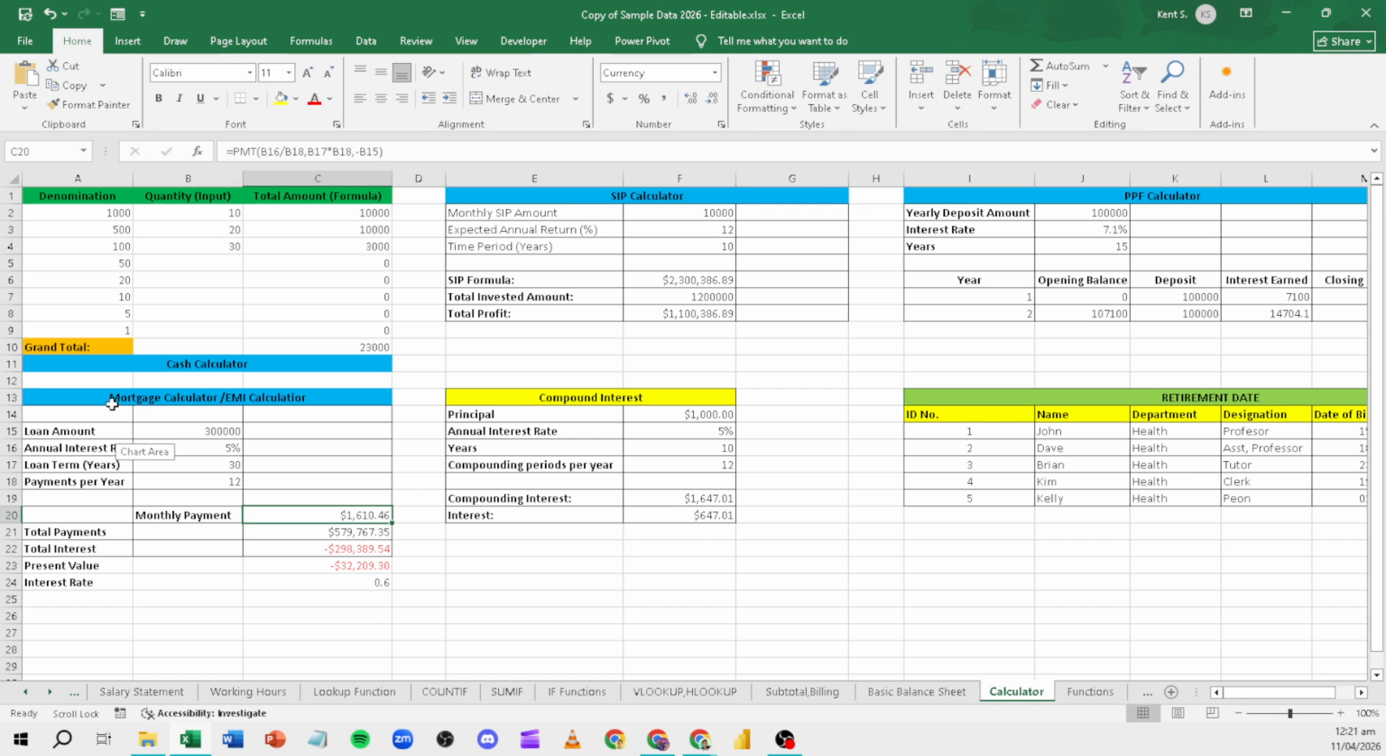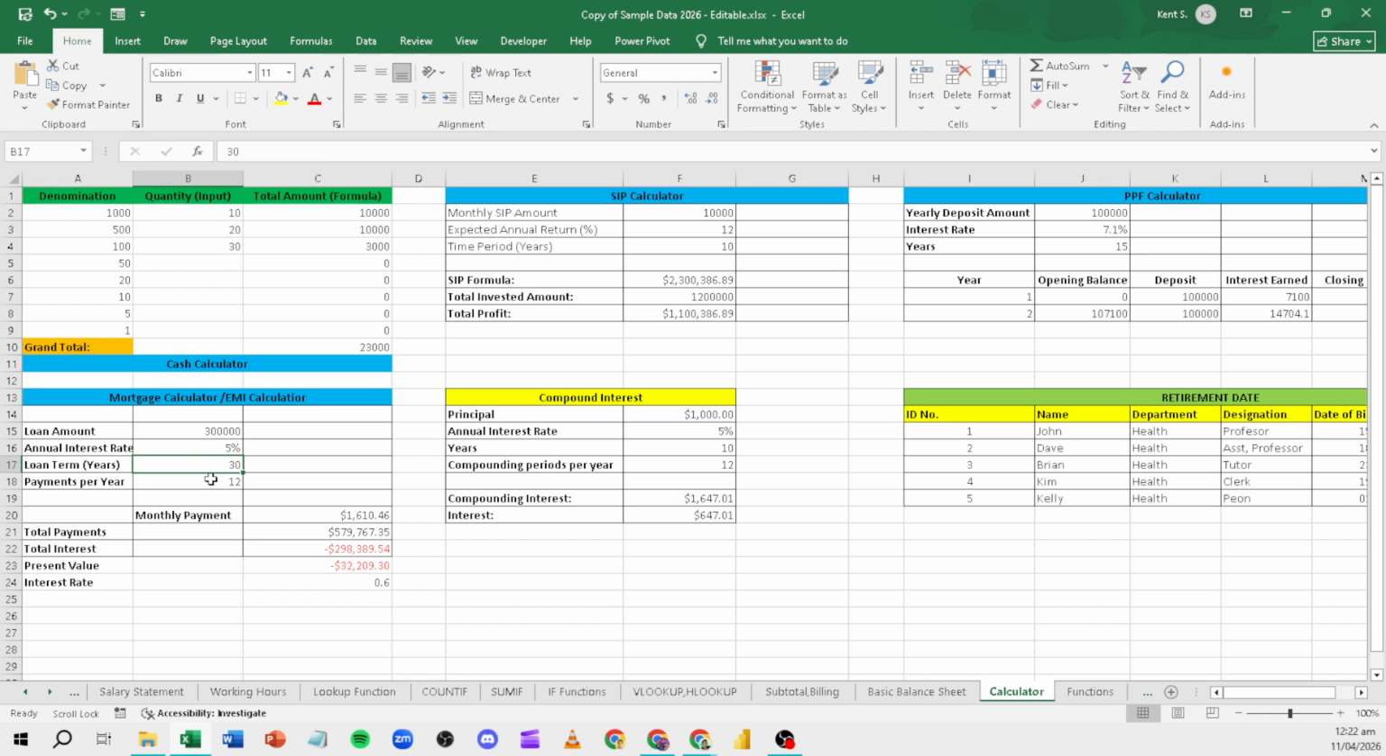Below it, add these labels on separate rows: loan amount, annual interest rate, loan term in years, and payments per year. Put each input to the right of its label. Format loan amount as currency and annual interest rate as a percentage with two decimals. Leave the term and payments per year as numbers. For most monthly loans, payments per year is 12.